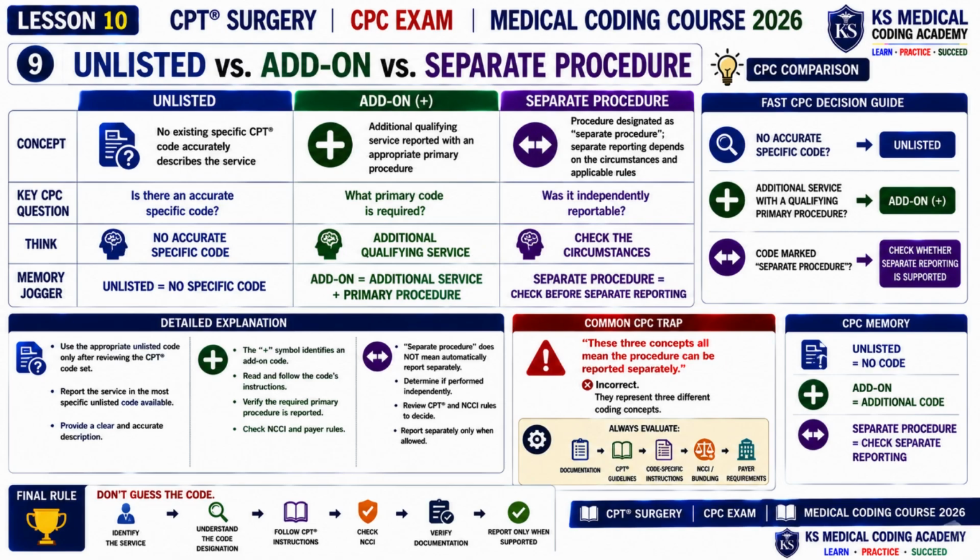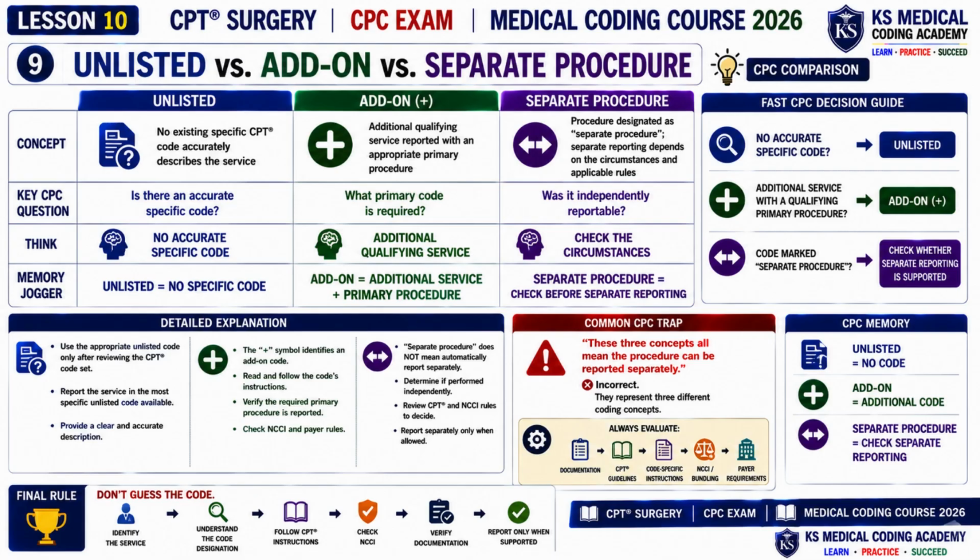Now let's compare three important CPT concepts: unlisted, add-on, and separate procedure. First, unlisted. Think. Unlisted equals no accurate specific code. An unlisted code is considered when no existing specific CPT code accurately describes the service performed. Next, add-on. Think. Add-on equals additional service. An add-on code is identified by the plus symbol and is generally reported in addition to an appropriate primary procedure, according to the code's specific instructions.